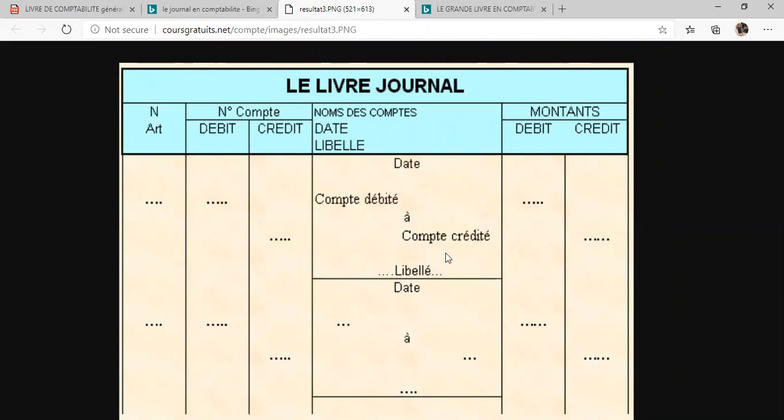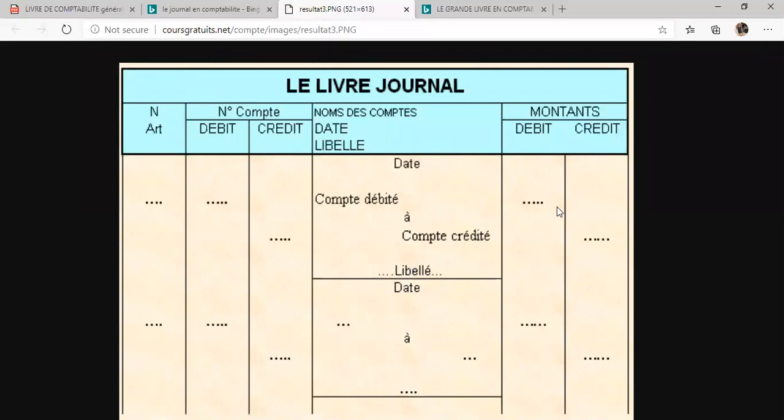Then the libellé would be a small explanation of what really happened in the transaction. So in the example I gave before, which is achat de marchandises par caisse, you would simply write as the libellé achat de marchandises. It's just a small explanation of what really happened.